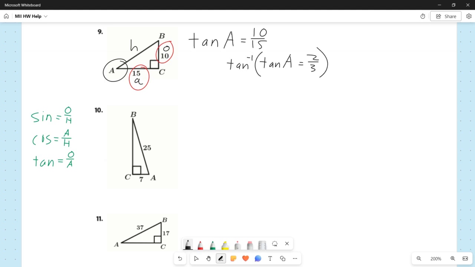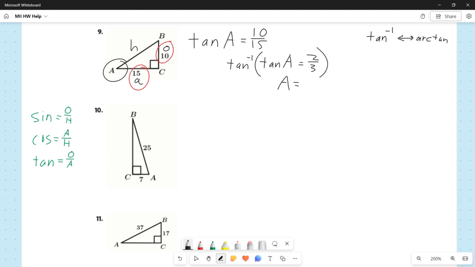Occasionally, you may see this written as arctan. So just as a FYI, tangent inverse is essentially the same thing as arctan. And if you get into some upper levels of mathematics, you may start to see that, but they're basically saying the same thing. So tangent inverse of tangent, well, they're inverses, so they cancel each other out. So I'm left with just A.